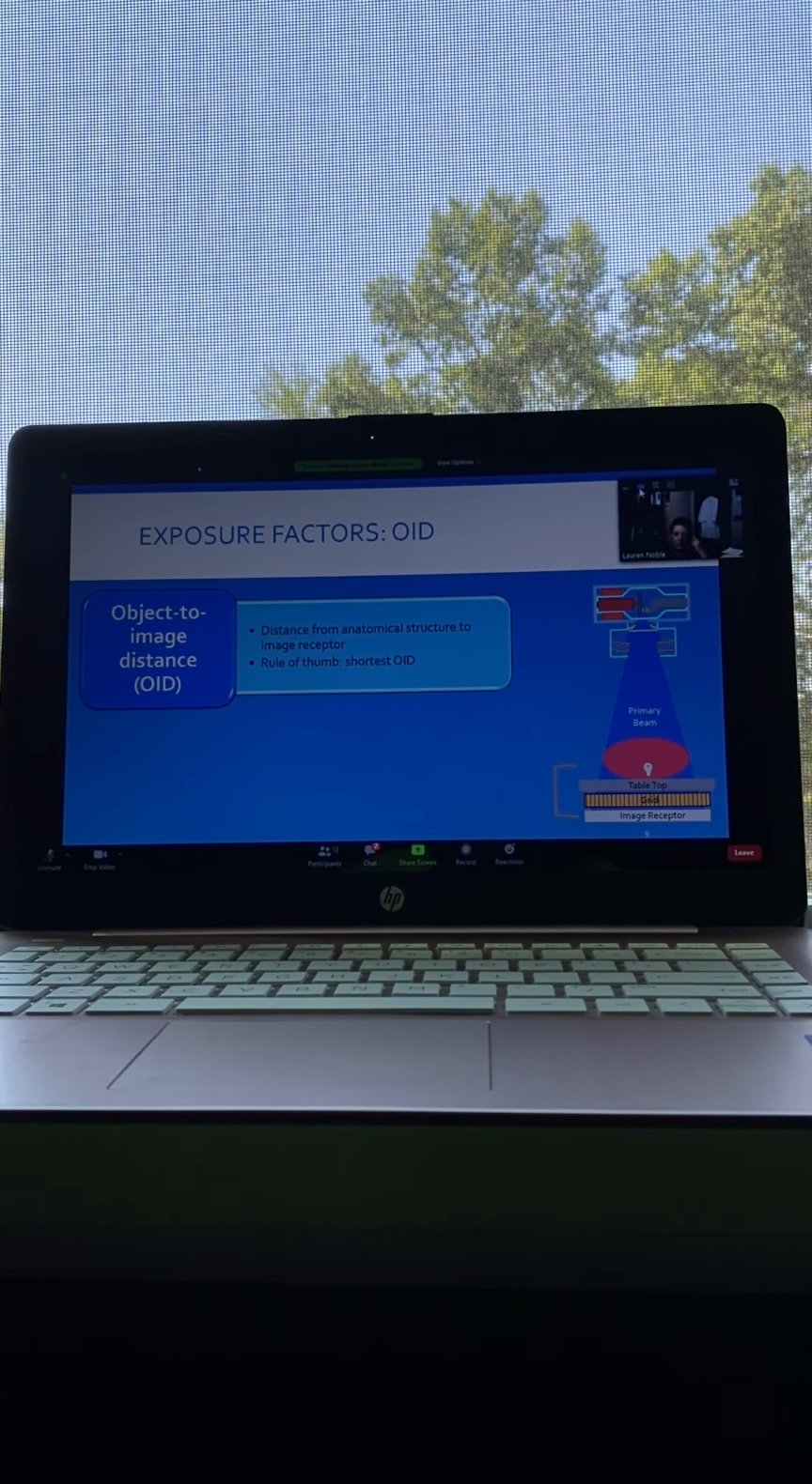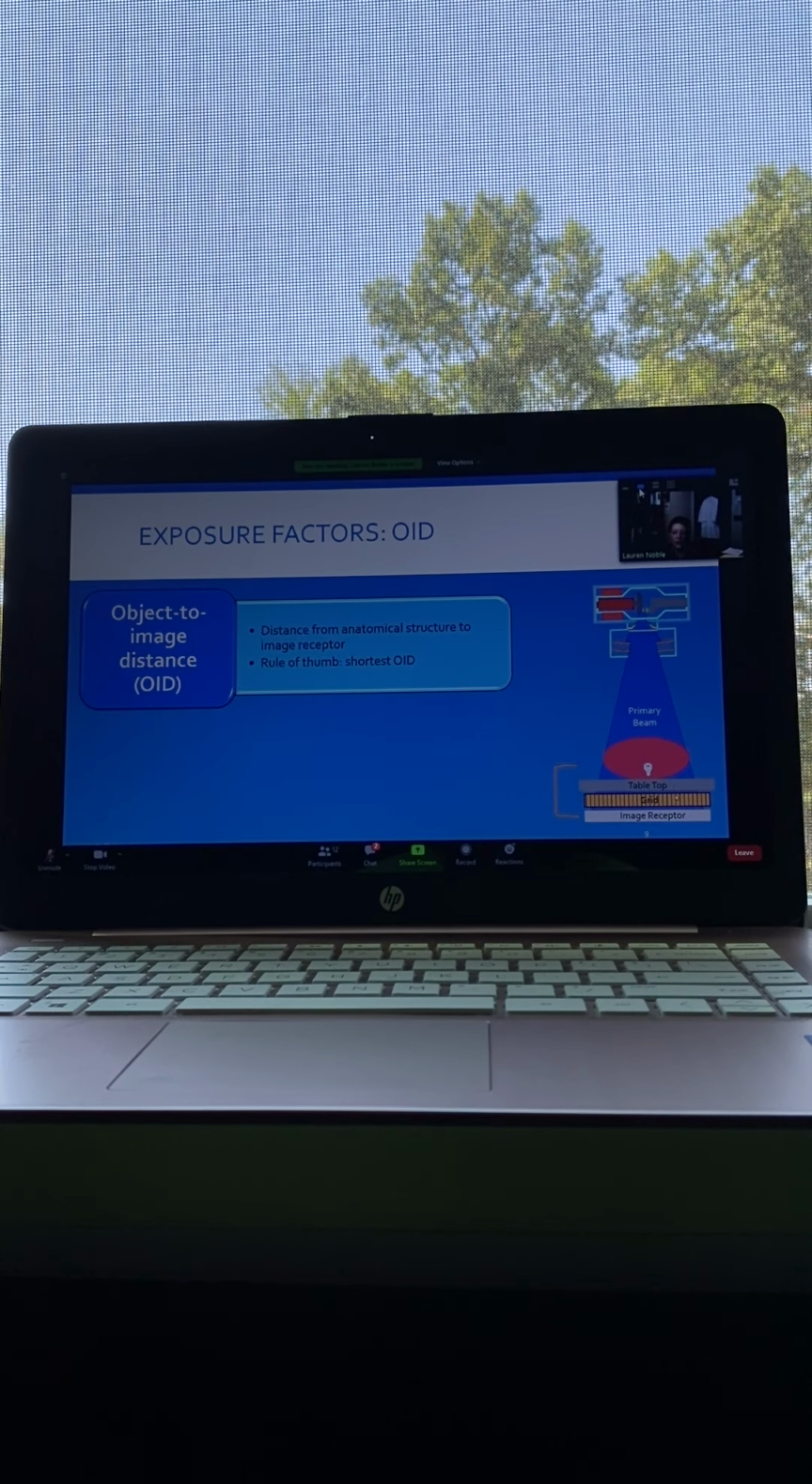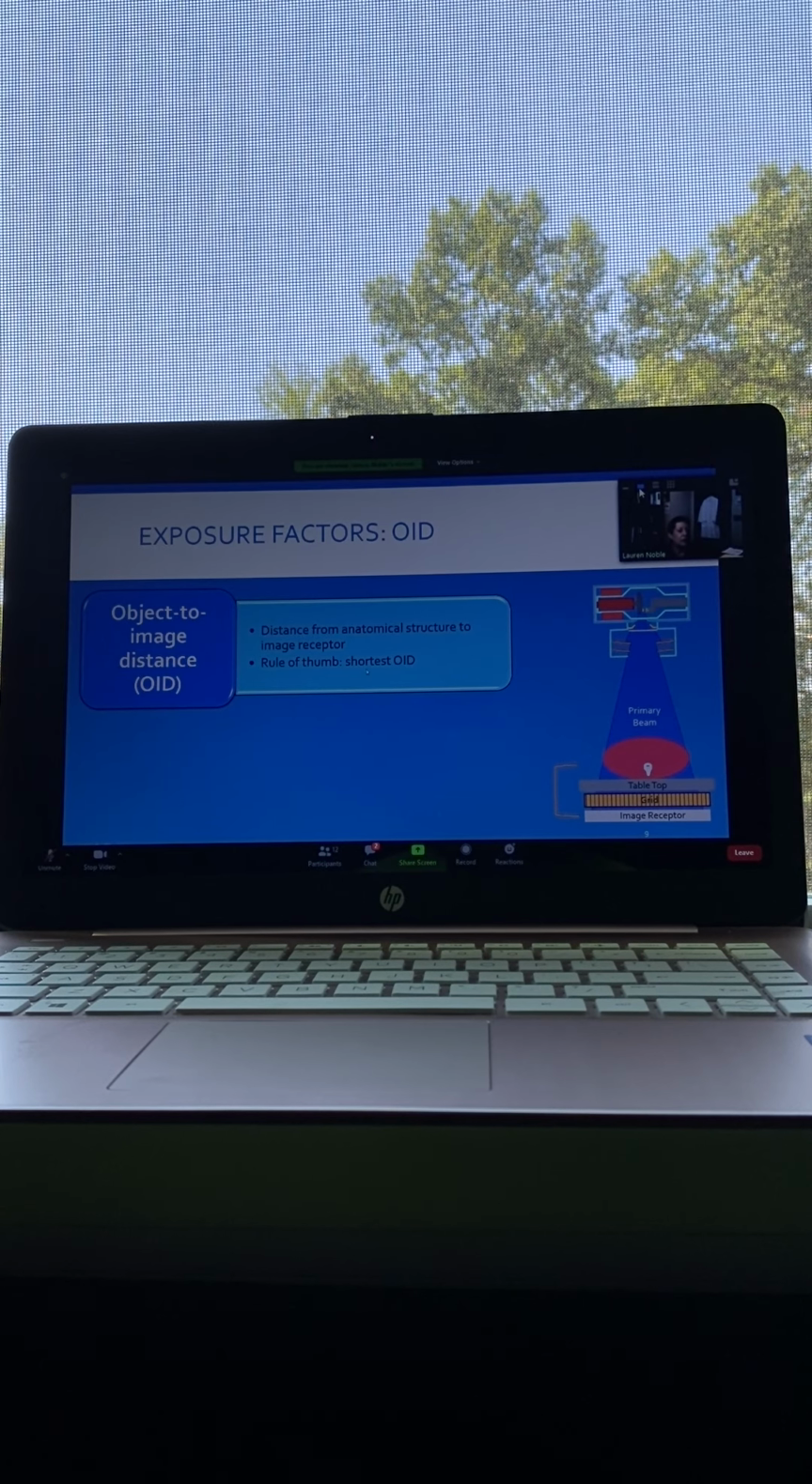We have something that's called OID, and OID is object to image receptor distance. So it's object to image distance. So, from the patient's body to the image receptor, that is the OID. The rule of thumb is in medical imaging, we always want to have the shortest OID possible. We always want the image receptor to be as close to the body part as we can possibly get it. Okay? So OID needs to be as close as possible. And we'll be taking a look at this.